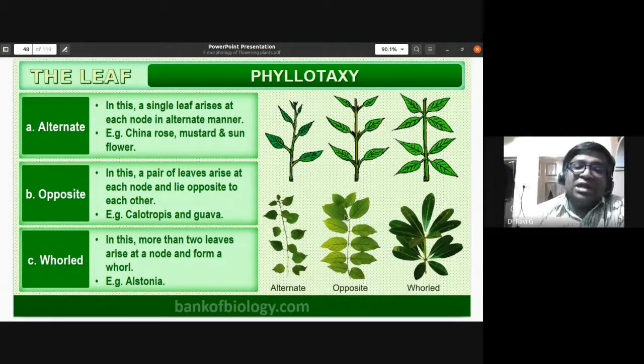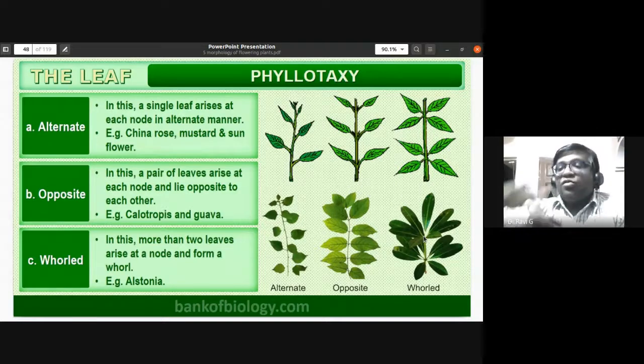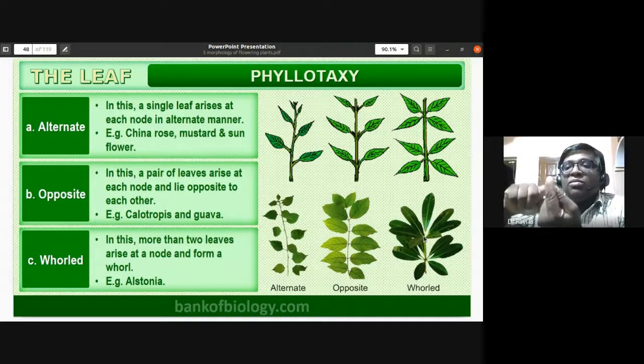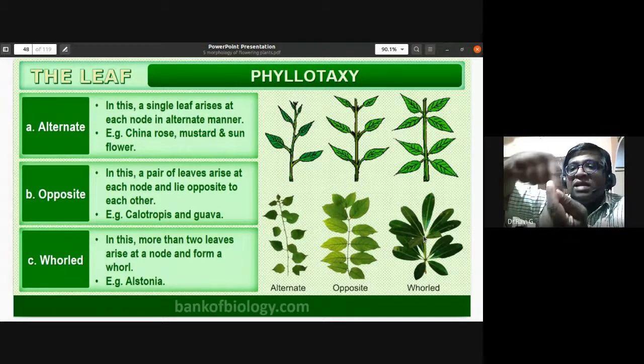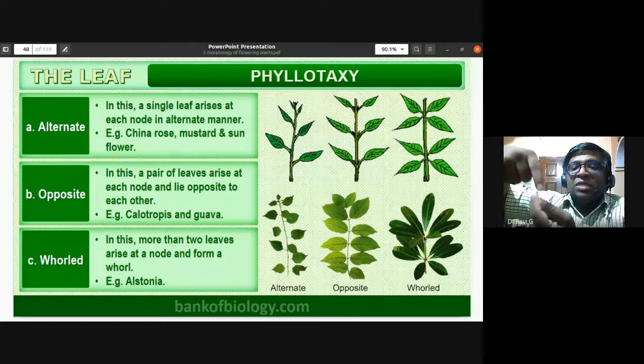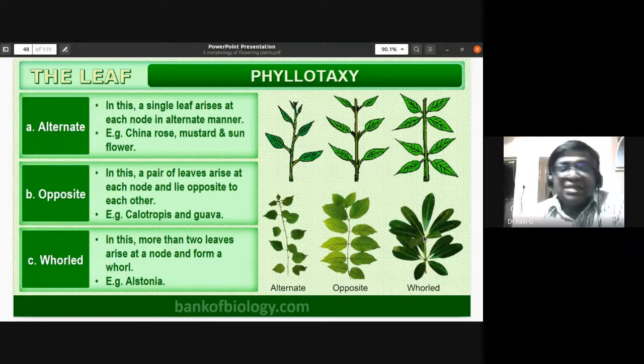The whorled leaf, in this, more than two leaves arise at a node and they form a whorl. At one node point, there are more than two leaves arising. They are arranged in a circle. So more than two leaves arise at a node and they form a whorl. So that we call it as the whorled leaves. Alstonia is an example for whorled arrangement of leaves.